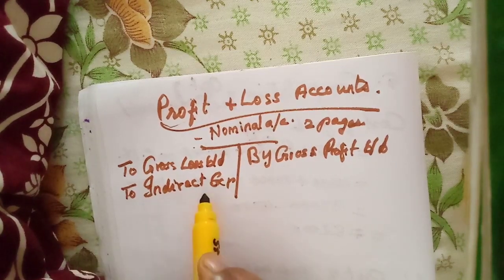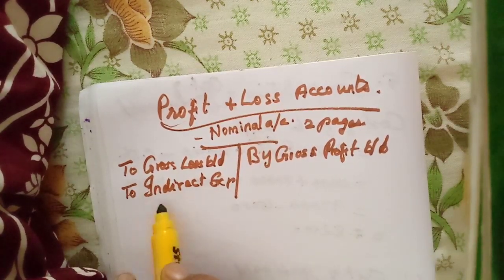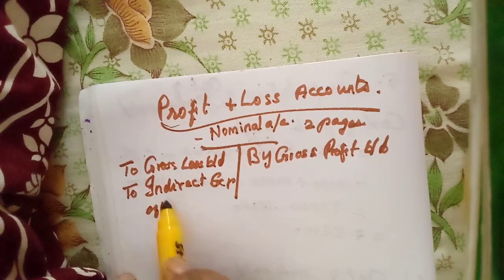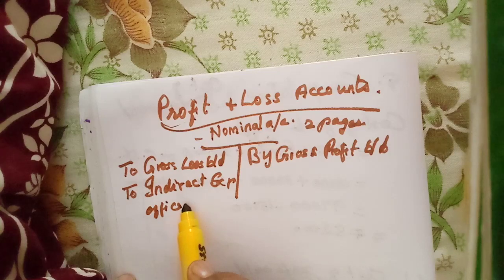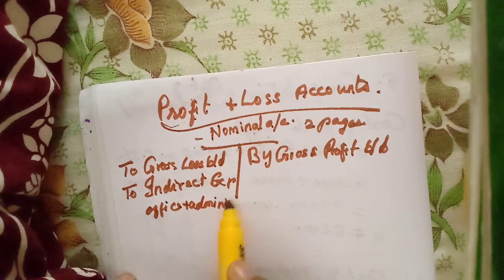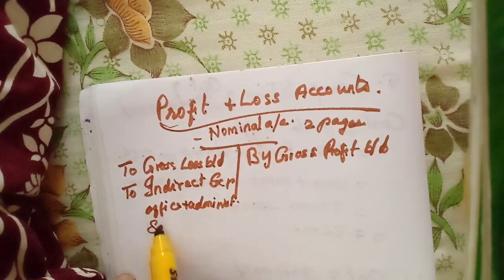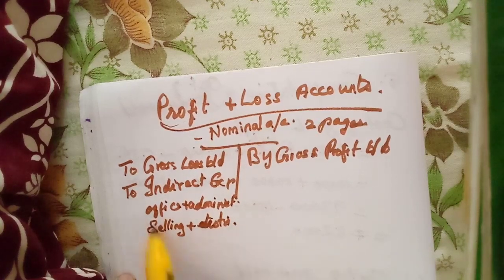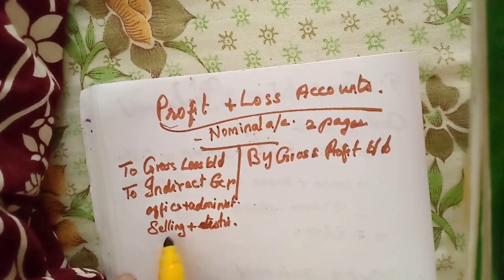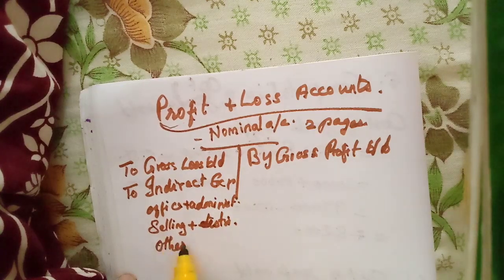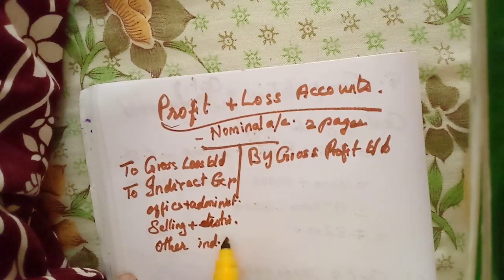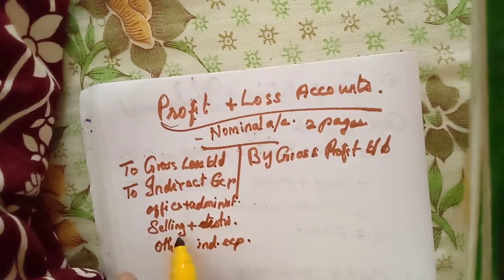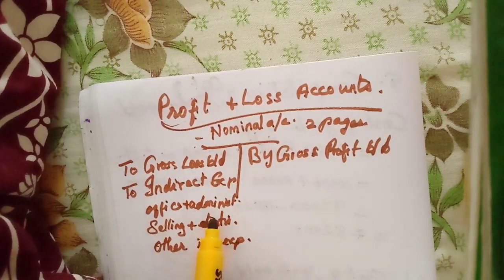What are the indirect expenses? Office and administration expenses, all the expenses that are spent inside the office and for administration purposes. Then selling and distribution expenses related to the product. These 4 are called the indirect expenses. Then some other expenses, any other indirect expense. Okay, we will learn what the office and administrative expenses are.